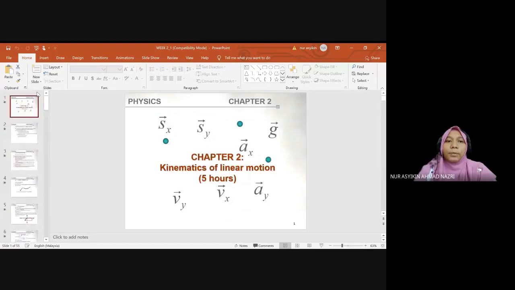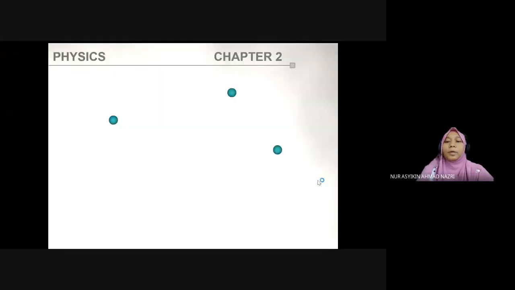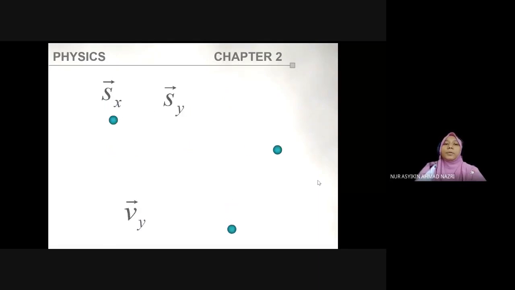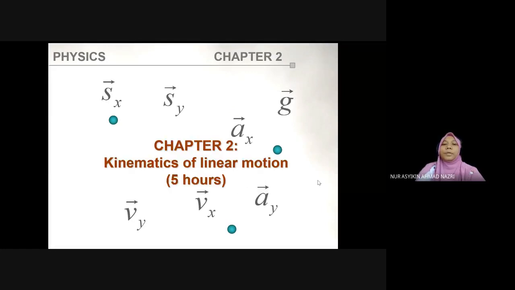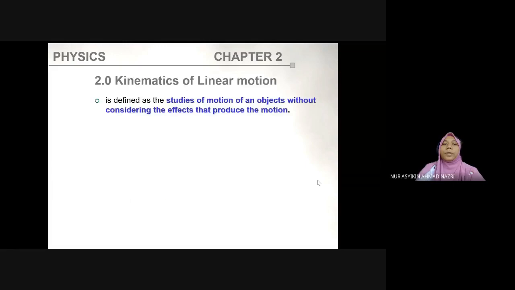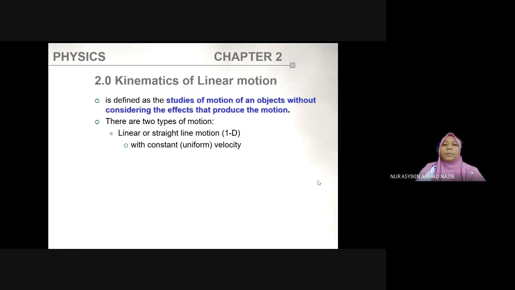So we will start with kinematics of linear motion. Okay, so yes, that is the motion. Okay, so kita ada komponen X and Y kalau yang 2 dimension. But for today's class, we are going to focus on kinematics linear motion. Okay. So which is one dimension.